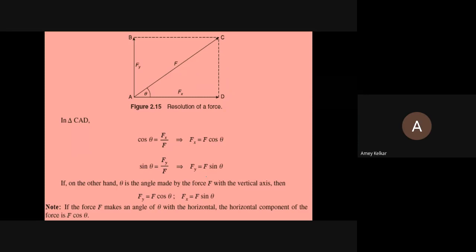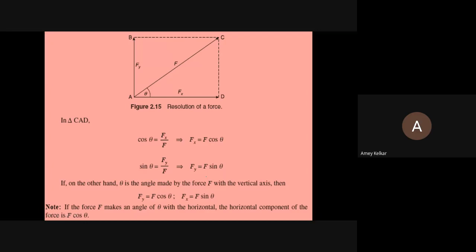So similarly, we can draw a diagram where the angle is subtended with the vertical. That is, theta is made with the AB axis. In that case, Fy will be F cos theta and Fx will be F sin theta. As simple as that. So what we have to consider here is with which axis the angle is there, that component will be cos. If the angle is with the vertical, the vertical component will be cos. If the angle is with the horizontal, the horizontal component will be cos.